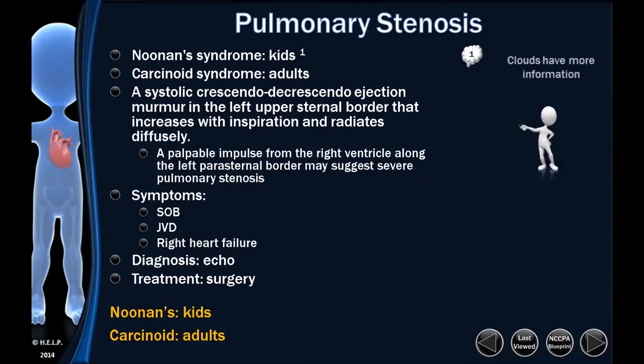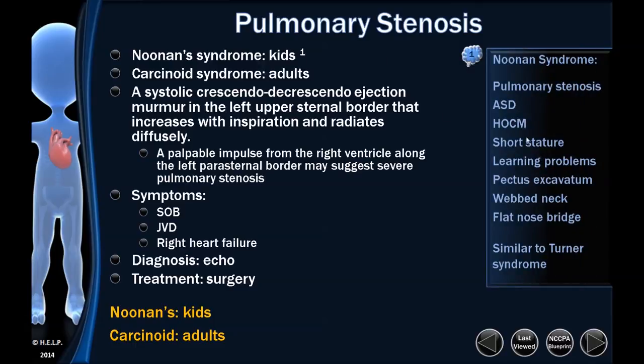Pulmonic stenosis. This is commonly seen in kids who have Noonan syndrome. And Noonan syndrome looks a lot like Turner syndrome. They'll have pulmonary stenosis and ASD, hypertrophic cardiomyopathy, and short stature, and these other findings. Carcinoid syndrome happens in adults to cause pulmonary stenosis. I don't see them really asking too much of this kind of question unless they're asking about these associated childhood conditions. But it looks like right heart failure.